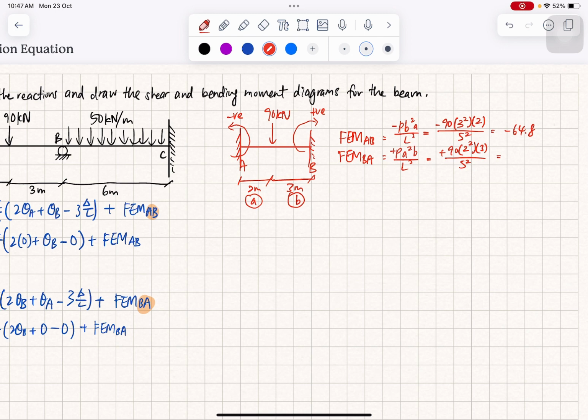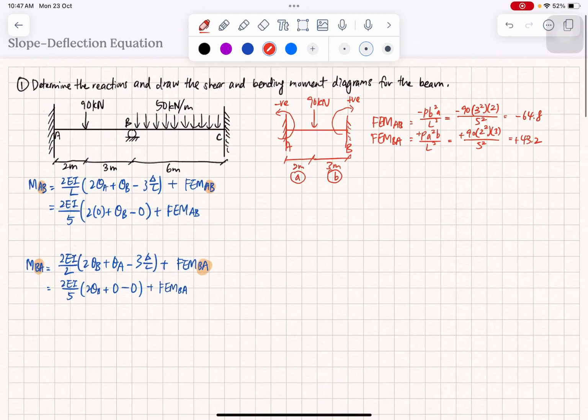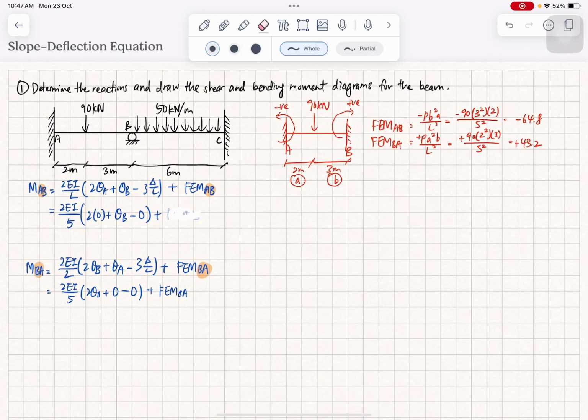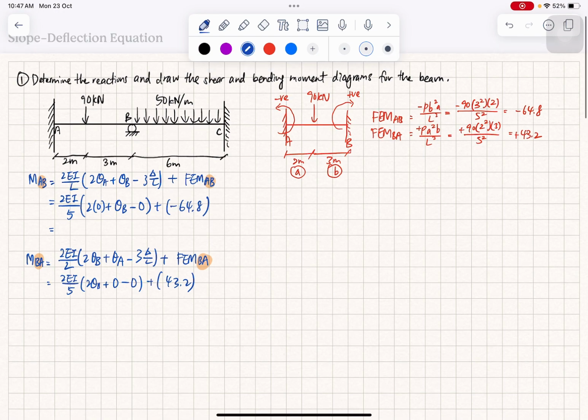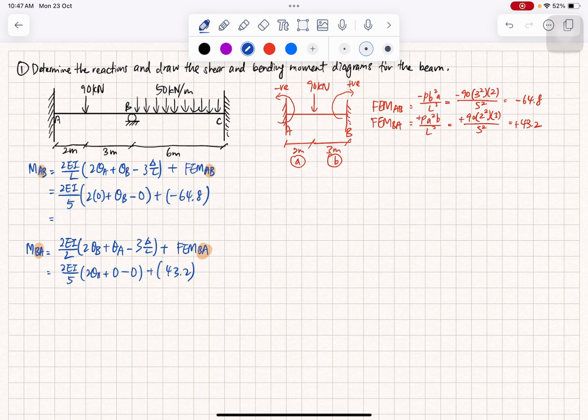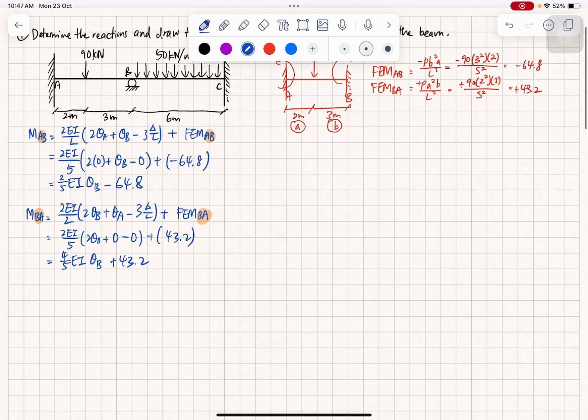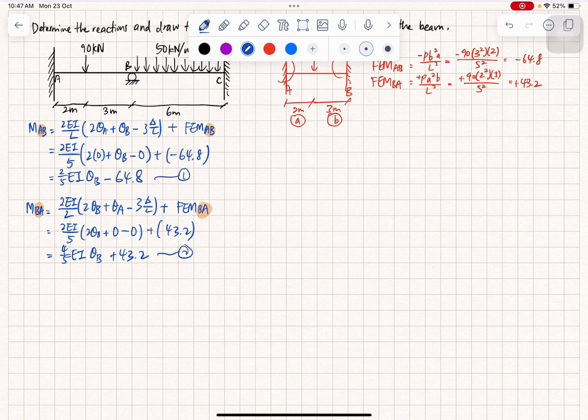And then the other one, you get 43.2. Yeah, it is positive. So we can just put in the values here: FEM AB is negative 64.8, and for this, it is 43.2. Okay, so let us simplify this. You get 2/5 EI theta B minus 64.8. This one is 4/5 EI theta B plus 43.2. So this is our first equation, and this is our second equation.